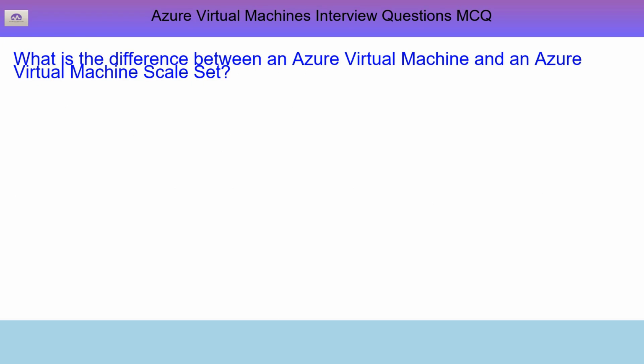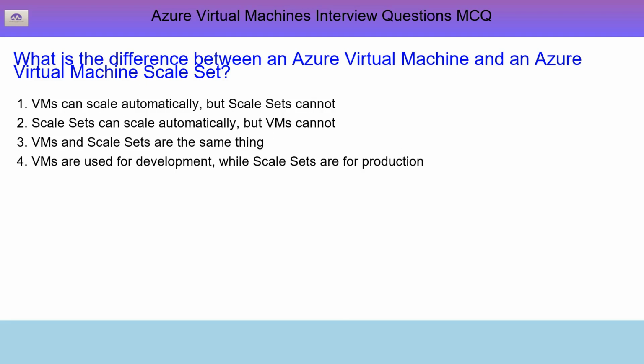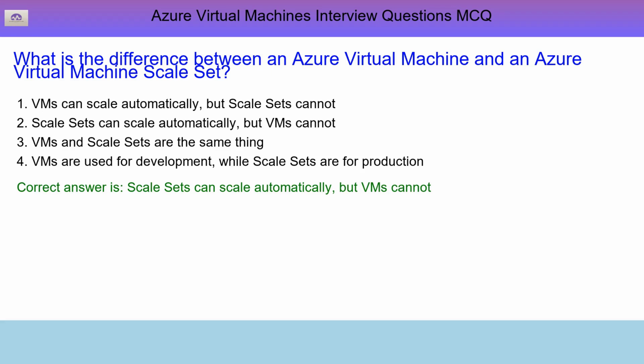What is the difference between an Azure Virtual Machine and an Azure Virtual Machine scale set? Here are your options. 1. VMs can scale automatically, but scale sets cannot. 2. Scale sets can scale automatically, but VMs cannot. 3. VMs and scale sets are the same thing. 4. VMs are used for development, while scale sets are for production. The correct answer is scale sets can scale automatically, but VMs cannot.